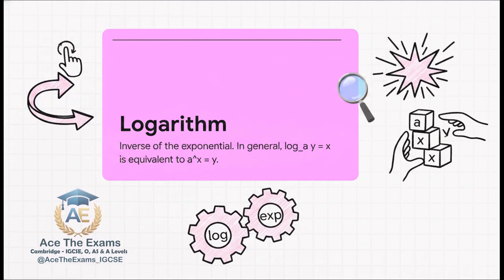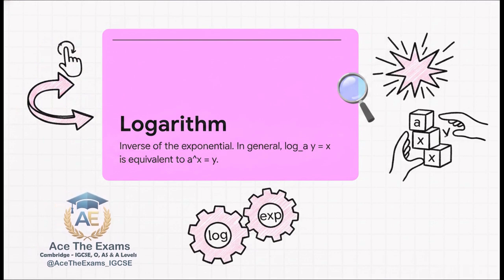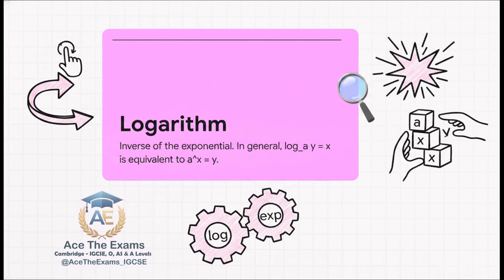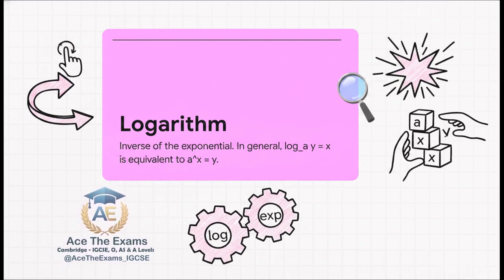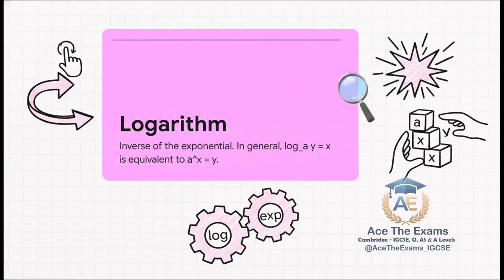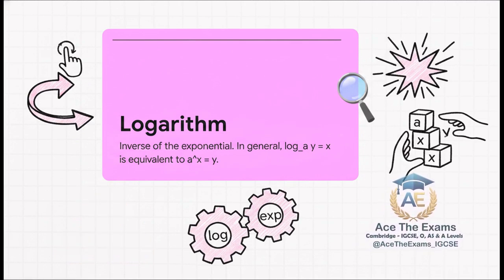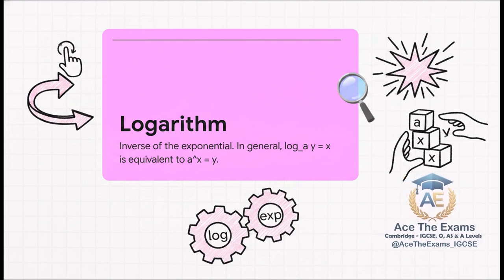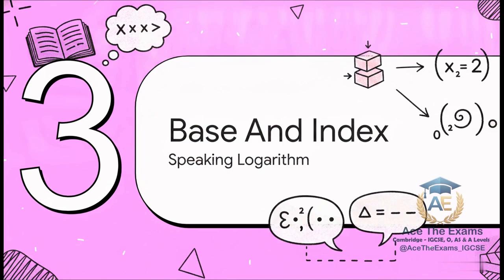By definition, the logarithm of a number is literally just the inverse of the exponential of that number. So, when you see log base a of y equals x, it's telling you the exact same mathematical story as a to the power of x equals y. It's simply the mechanism we use to drag that exponent down onto the main line where we can actually do math with it.